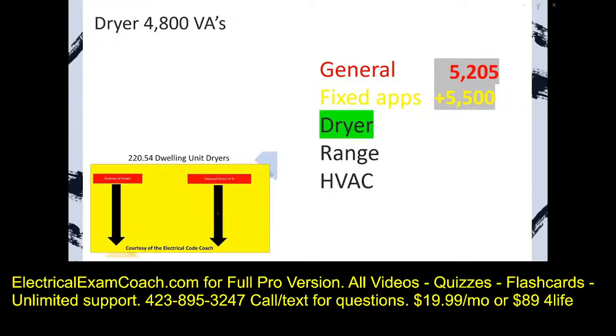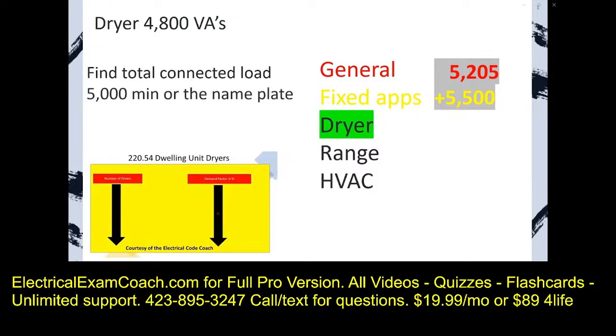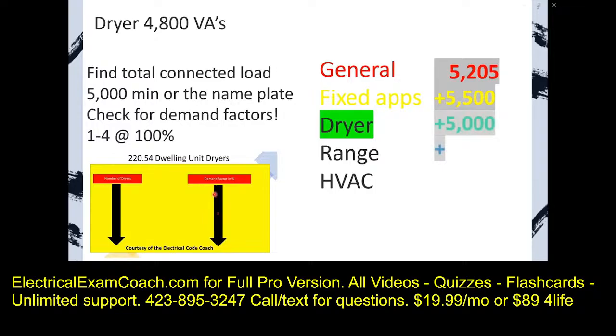Now we deal with our dryer in the same way. We find our total connected load. We know that it's 5,000 minimum or the nameplate, whichever is larger. Now let's check for demand factors. When we get to table 220.54, we find that 1 through 4 dryers are calculated at 100%, and we put down 5,000.